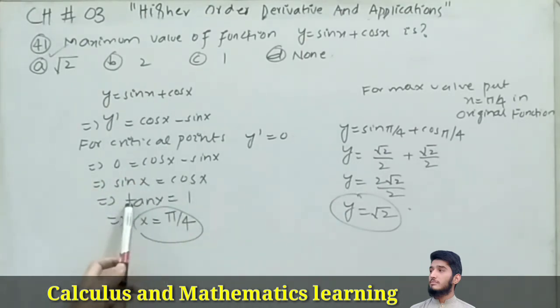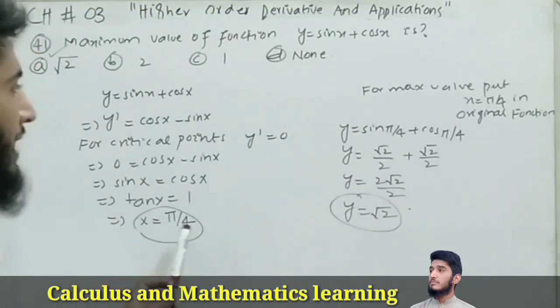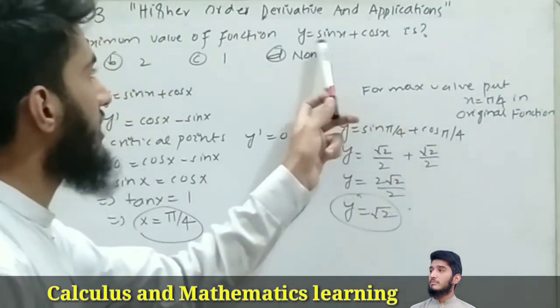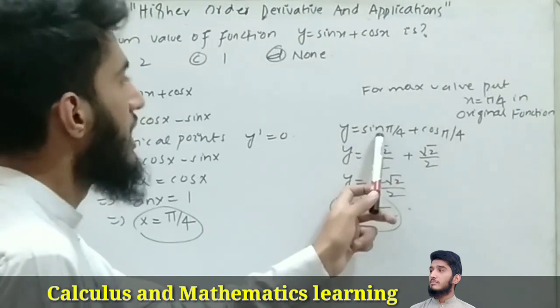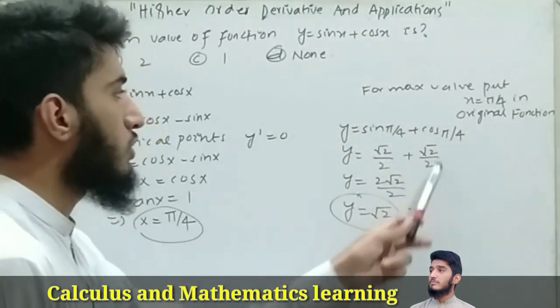Sine divided by cos will give us tangent x is equal to 1. So tangent x is equal to 1 when the value of x is pi by 4. So for the maximum value, put x is equal to pi by 4 in the original function. So y will be equal to sine pi by 4 plus cos of pi by 4. Sine pi by 4 is equal to root 2 by 2, plus cos of pi by 4 is also equal to root 2 by 2.